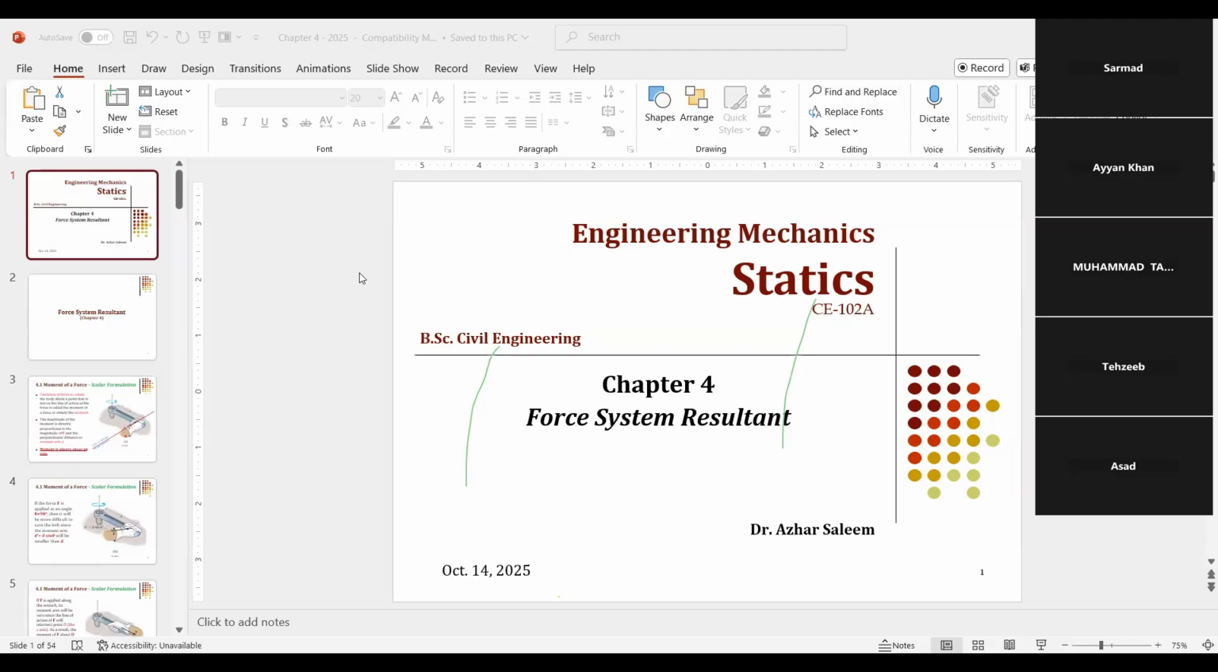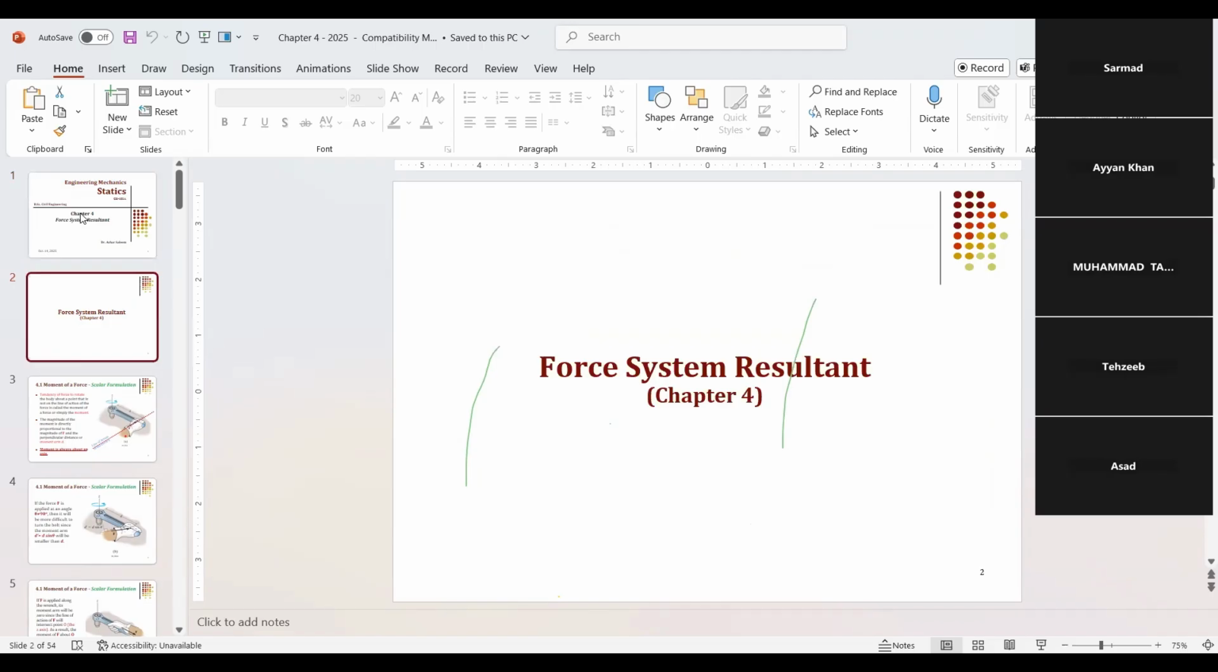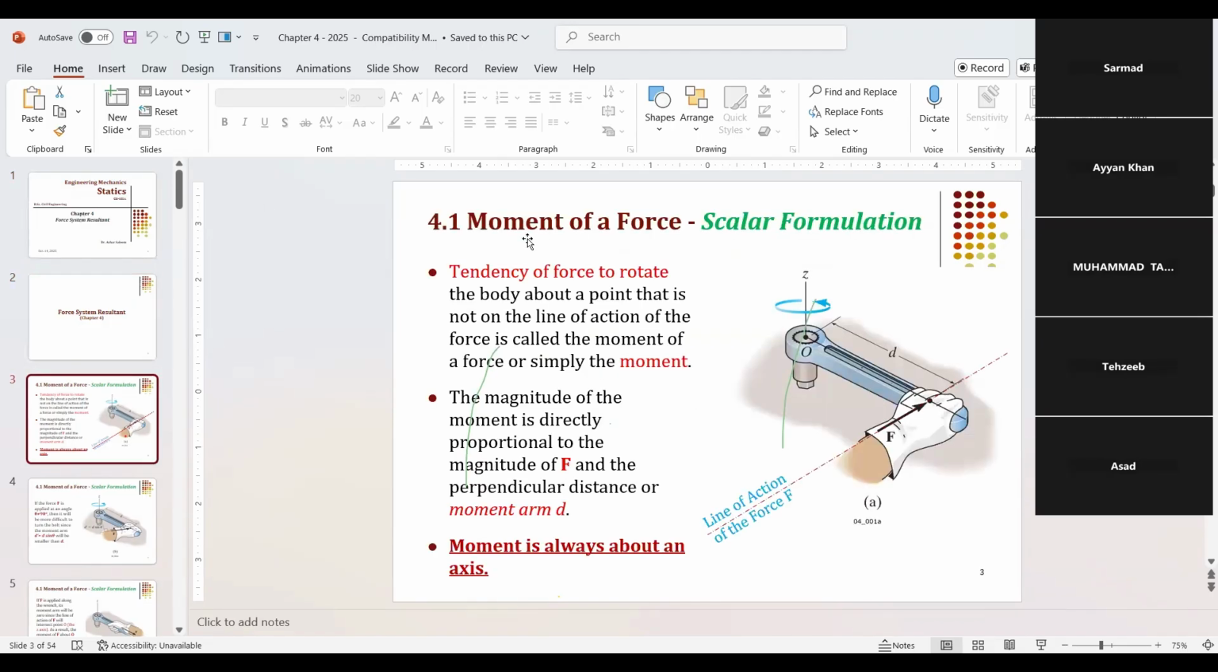Okay, so this is chapter number 4 from your textbook by R.C. Hibbeler, and the title of the chapter is Force System Resultants. Let's move forward. There can be a better name for this chapter, but that's what we have.